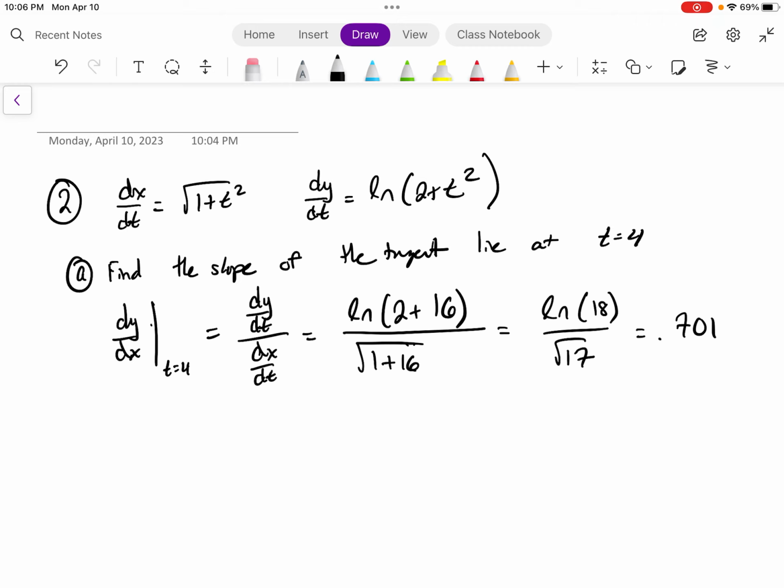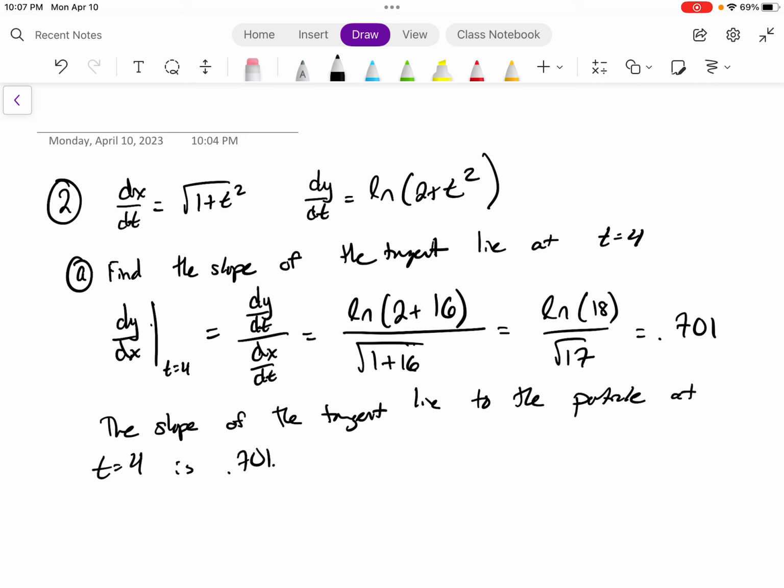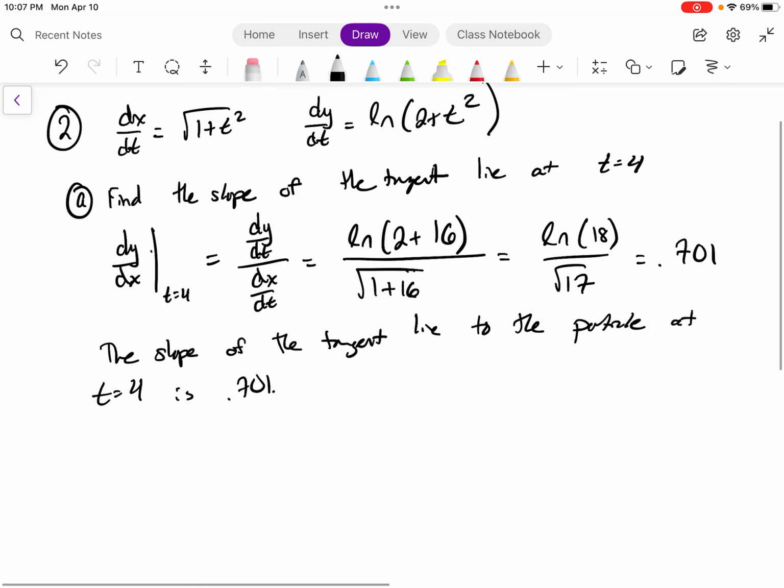So either of those two answers would work, and I would always take the time to say the slope of the tangent line to the path of the particle at t equals 4 is 0.701. Okay, so that's the first part.